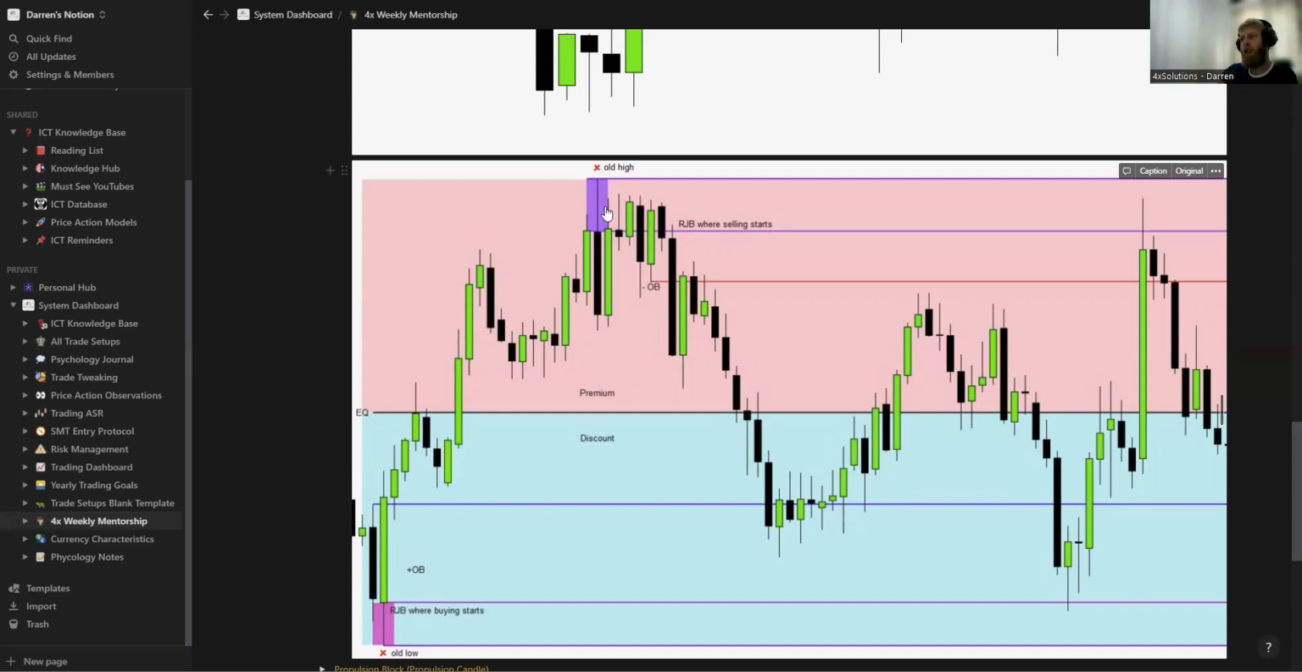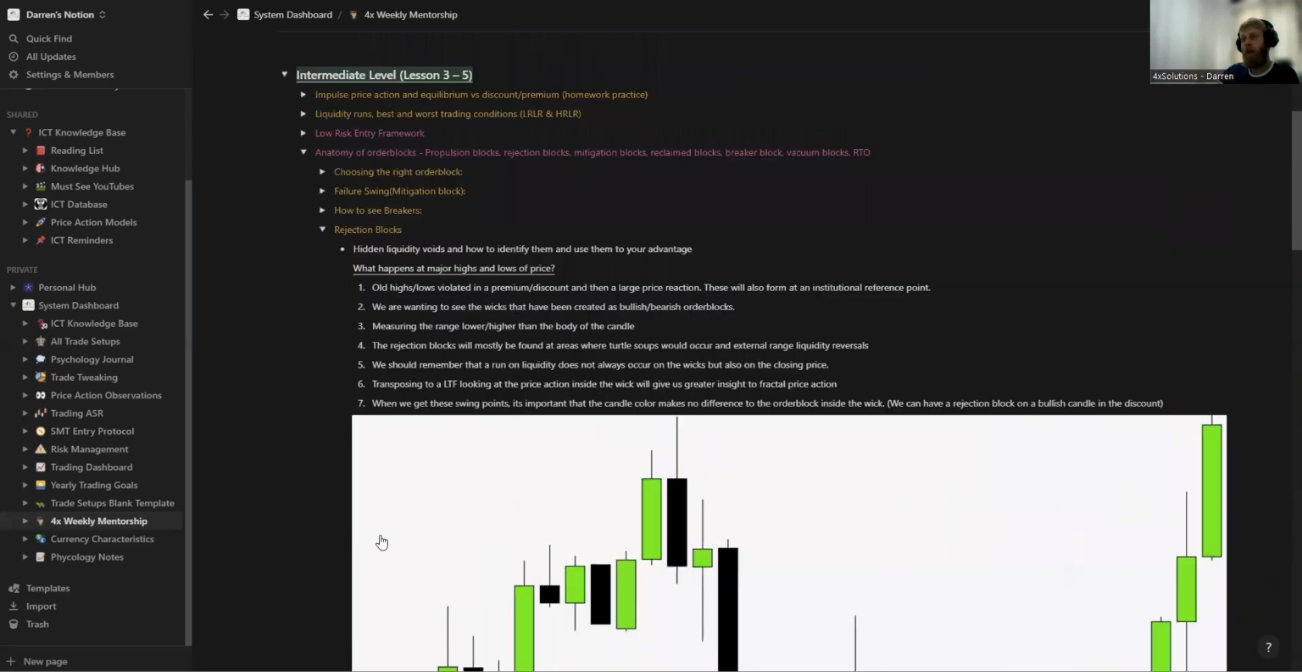So where does the selling start? It sells in the wick and it buys in the wick. And then when price comes in, what is it essentially doing? It's grabbing the liquidity of this swing low plus trading into the rejection block over here. That's essentially what we can say about rejection blocks.